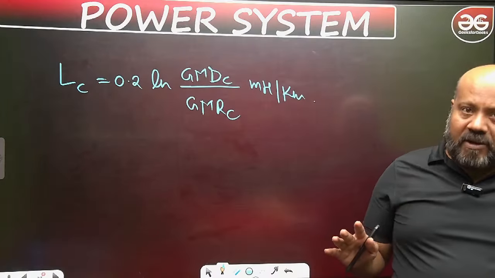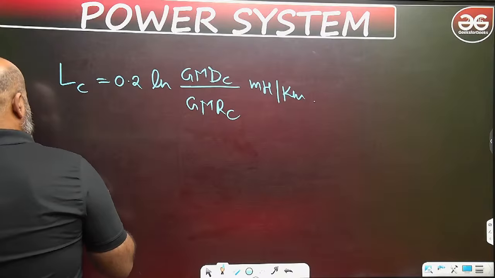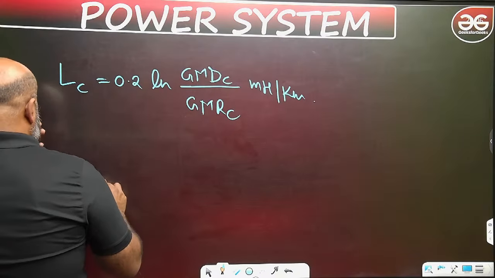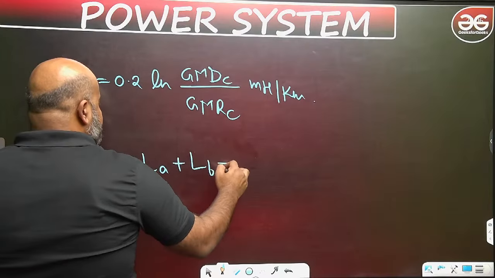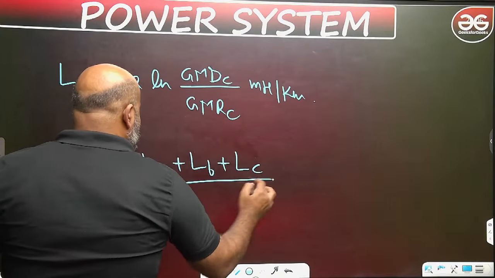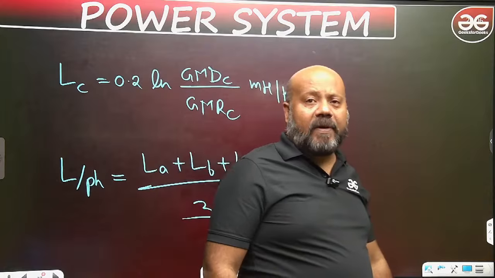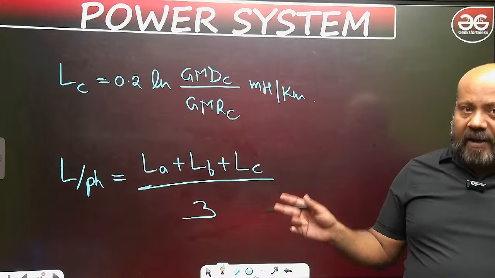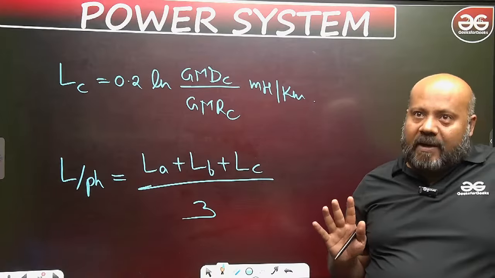Sometimes for a three-phase system, they are asking for the per phase value. For that case, you can take the average. Find L_A, L_B, L_C separately, then take the average. This is one method. There is one more shortcut method, approximately.